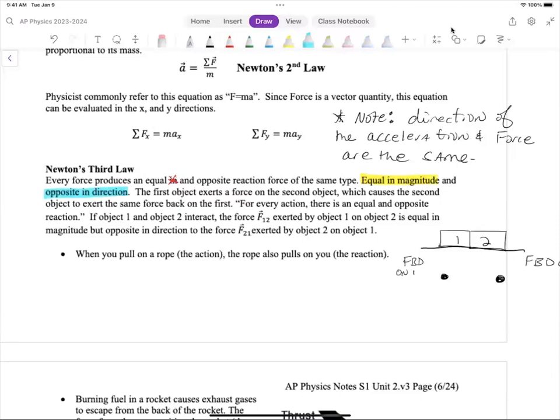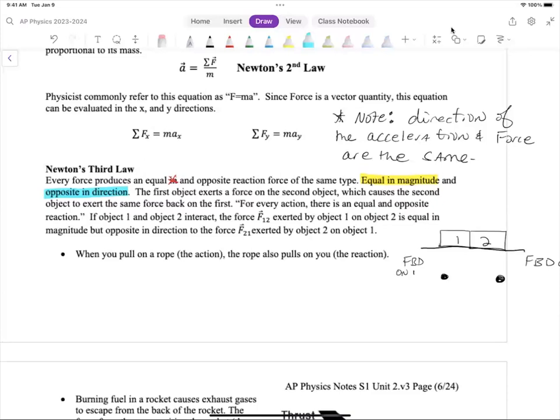Okay, for example, the first object exerts a force on the second object, which will cause the second object to exert the same force back. So for example, if I push on a table by 10 newtons, the table is going to push back on me for 10 newtons. You've heard this before. For every action, there is an equal and opposite reaction.